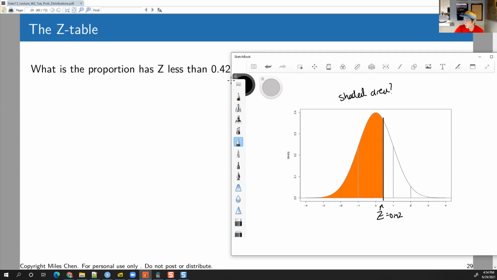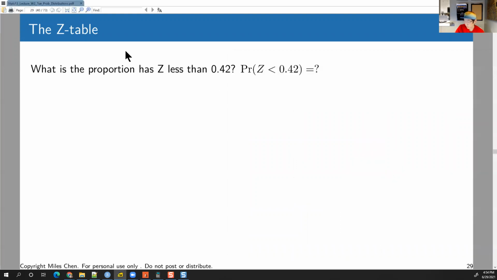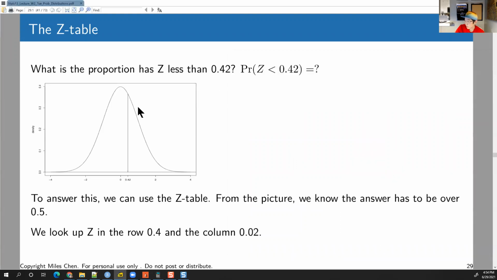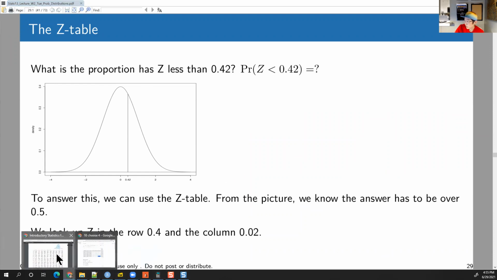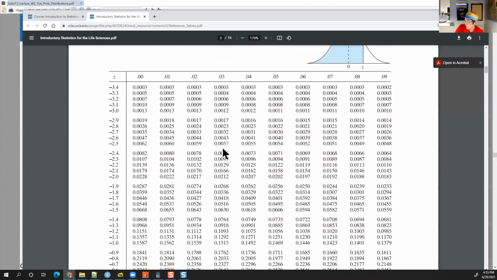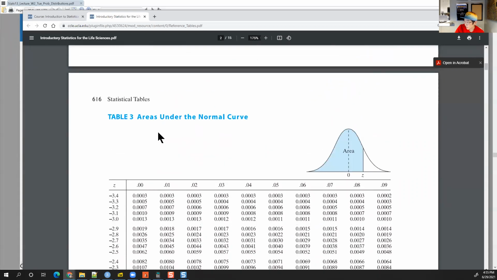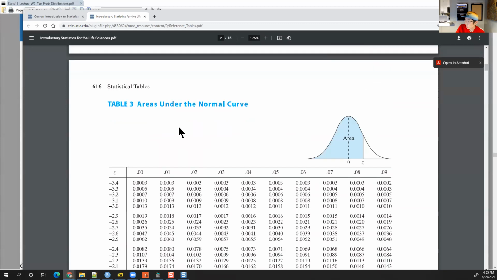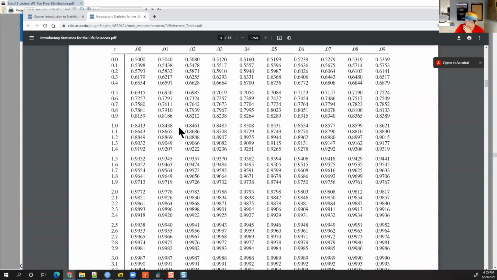All right. So the answer to this comes from our reference table. And so this is our picture, 0.42. We're shading everything to the left. We know the answer has to be more than 0.5. What we're going to do is go to our reference table, the second page of table 3. Table 3 is areas under the normal curve. There's 2 pages to it.